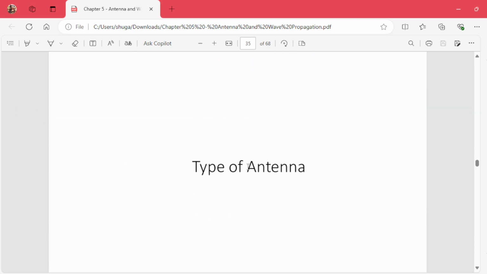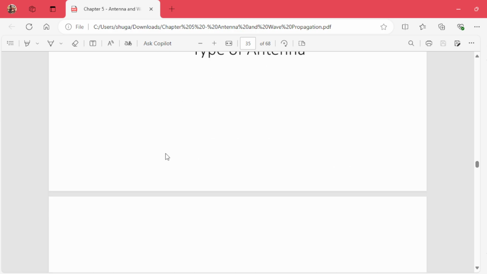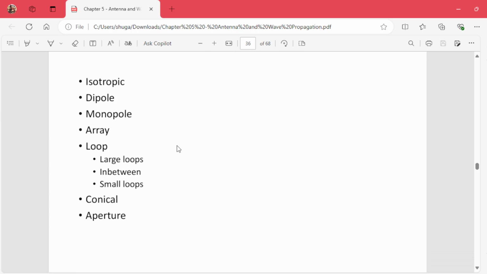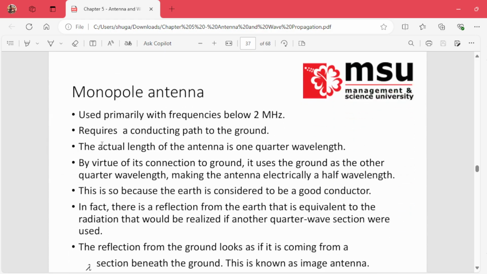So in antennas, there are many different types in our daily life. There are isotropic antenna, dipole, monopole, array, loop, and inside loop there are three different types also: large loop, in between, and small loops, conical, and aperture.